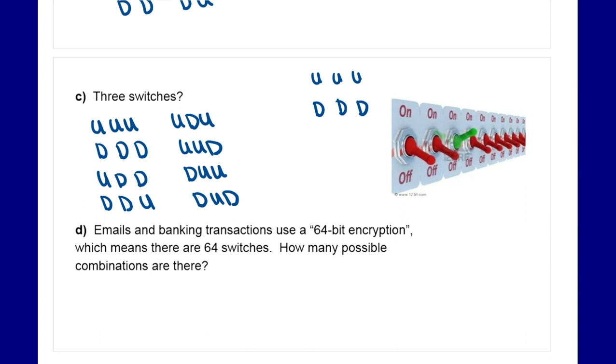It would be very, very time consuming to go through and do this for all 64. I'm not going to write out up, down, and so on, all the way through and think of all the different combinations. But let's go back and see if there's an easier way to figure it out.